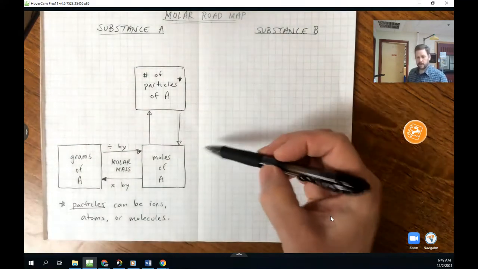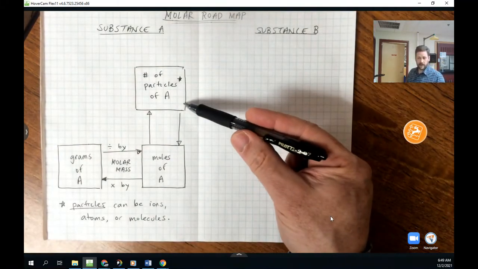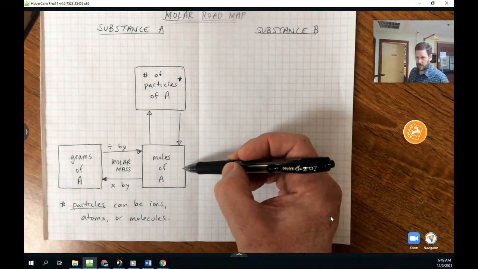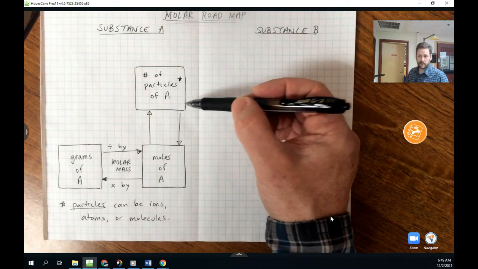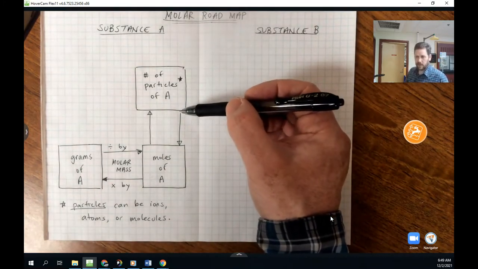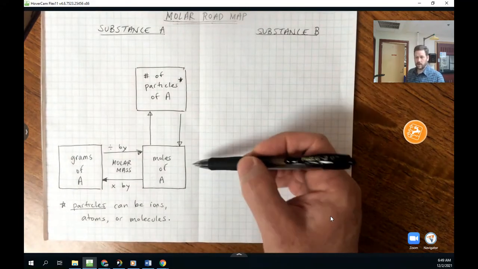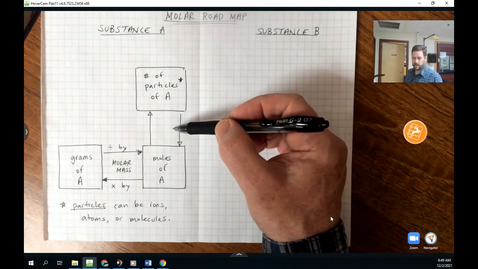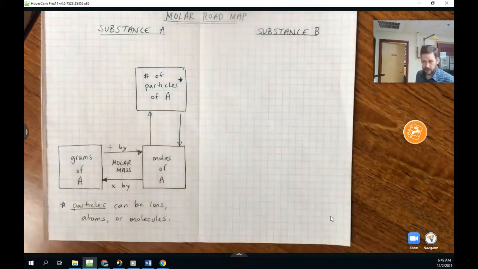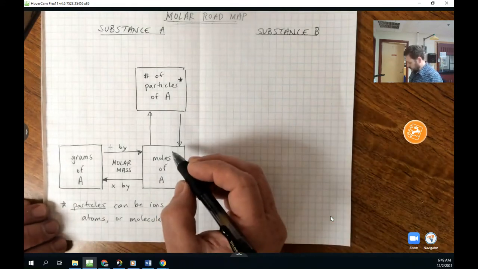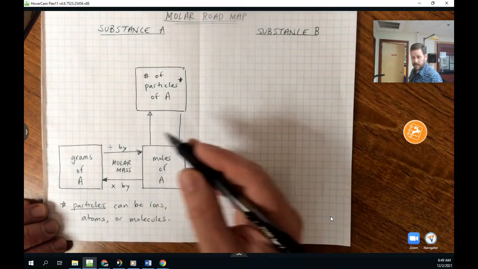So how would I convert between moles and an actual number of particles? This is like going between moles and an actual number, or like going between dozen and an actual number, or going between score and an actual number. And if it was dozen, then I would multiply or divide by 12. And if it was score, I'd multiply or divide by 20. But since it's moles, I'm going to multiply or divide by Avogadro's constant.